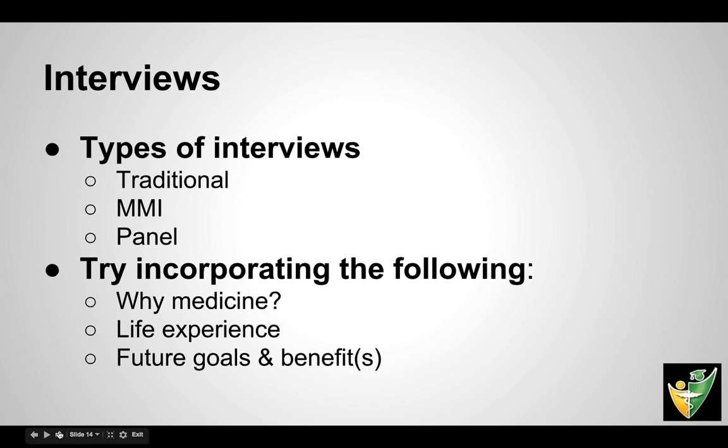So the strategy that I used was I would always try to incorporate why I want to be a doctor. In every question that was asked of me, no matter how random it was, somehow I tied it back to why I wanted to be a doctor. And then I talked about a life experience that was related to the question. And then by future goals and benefits, I just mean how has that life experience contributed to the person that I am today, and how is that going to benefit the school by accepting me, and how is that going to make me a better doctor in the end.